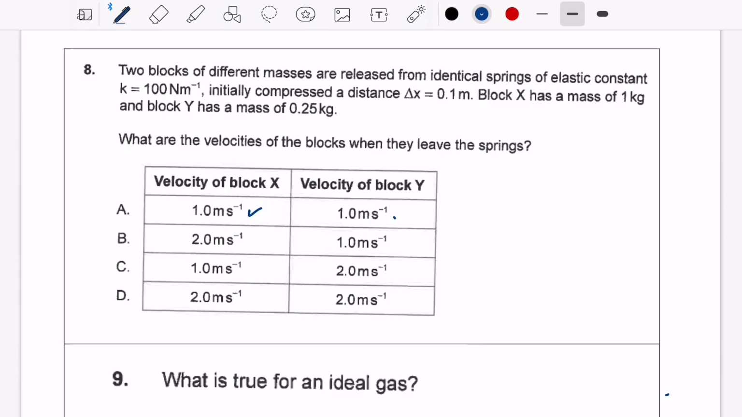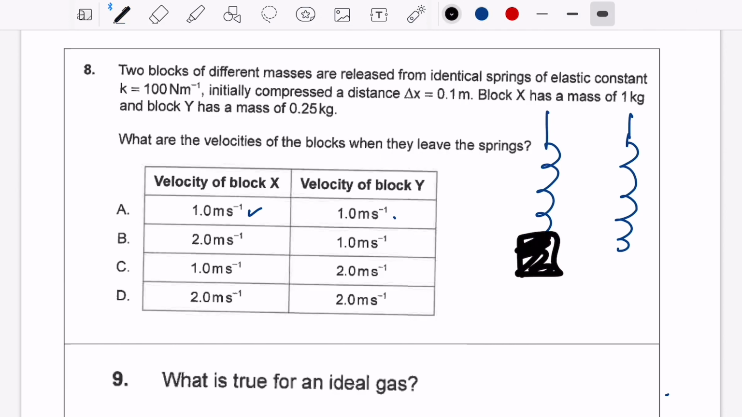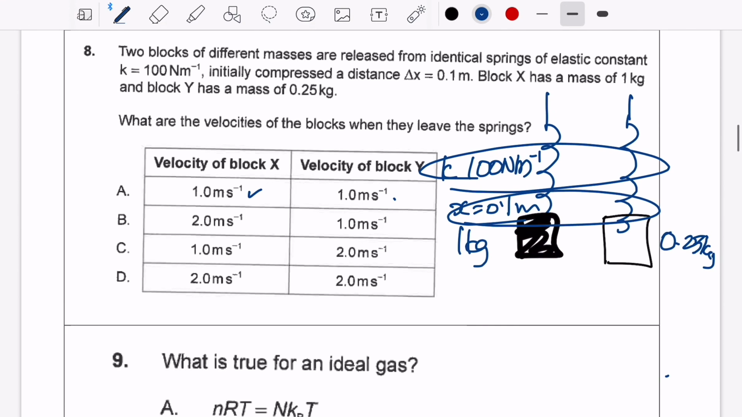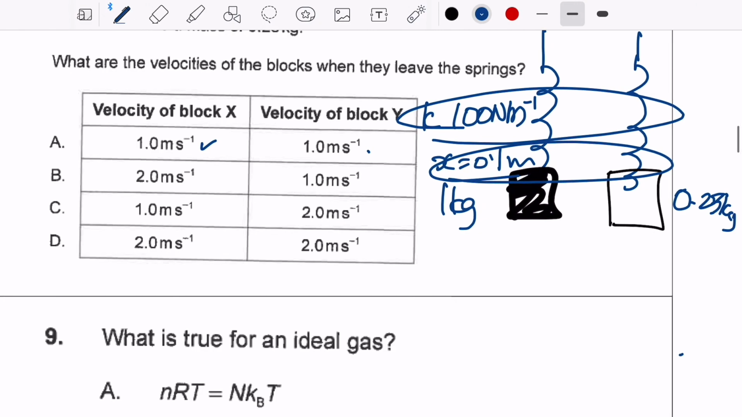Question number 8. Now this looks confusing, but actually it's not as hard as it looks. Let's say you have two blocks, right? One is 1 kilogram, the other one is lighter, so it is 0.25 kilogram. Both springs are the same. This is 100 Newton per meter spring constant for this one also, and the extension is 0.1 meter for both of them. Now the idea is you have to write conservation of energy.